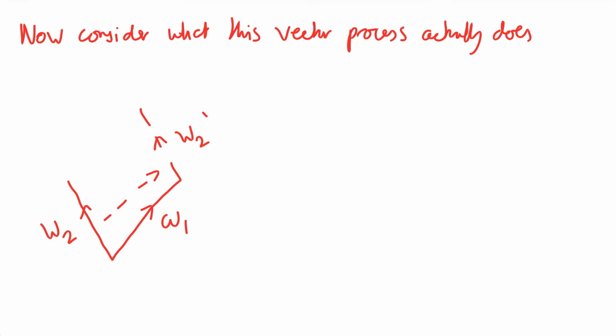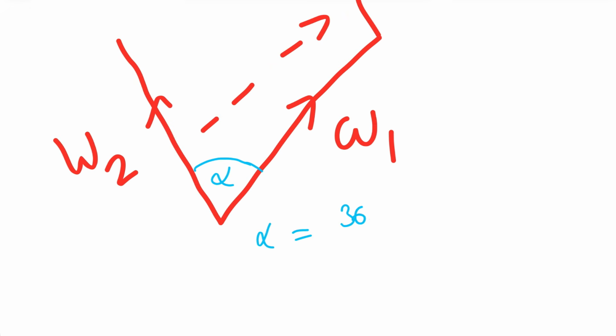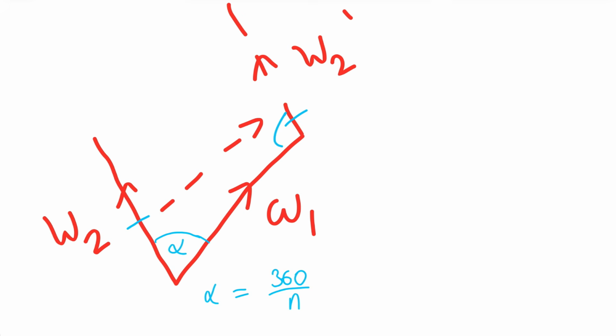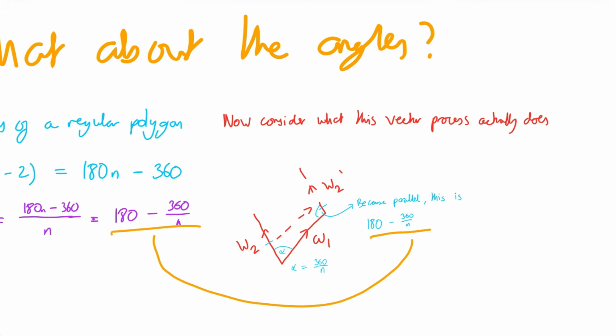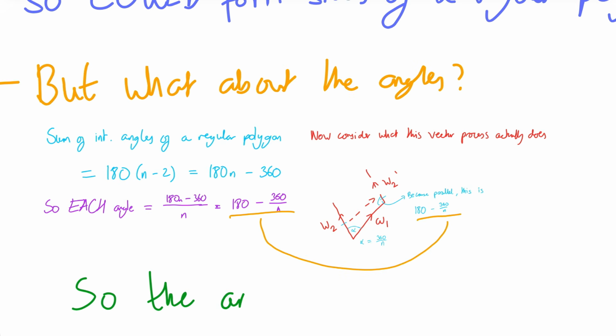This angle down here is just 360 over n, and since omega squared and omega squared prime are parallel, it means that this angle here is 180 minus 360 over n, which is indeed an interior angle. So we do get a regular polygon, so the sum of the roots is always equal to 0.